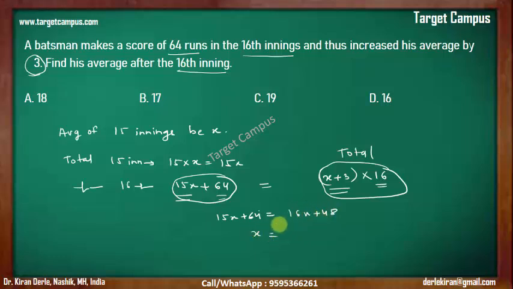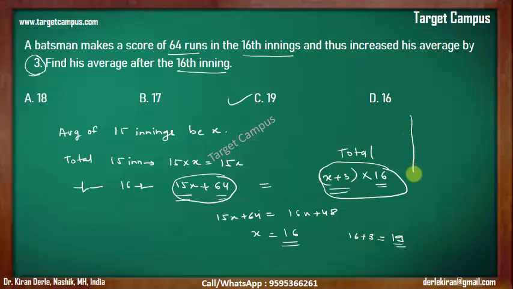So x is equal to 64 minus 48, which is 16, right? What is asked? X is our average of 15 innings. What is asked? Find the average after the 16th inning, and after the 16th inning the average is x plus 3, that is 16 plus 3, that is 19. 19 will be the right choice, right? I hope you are getting this point.